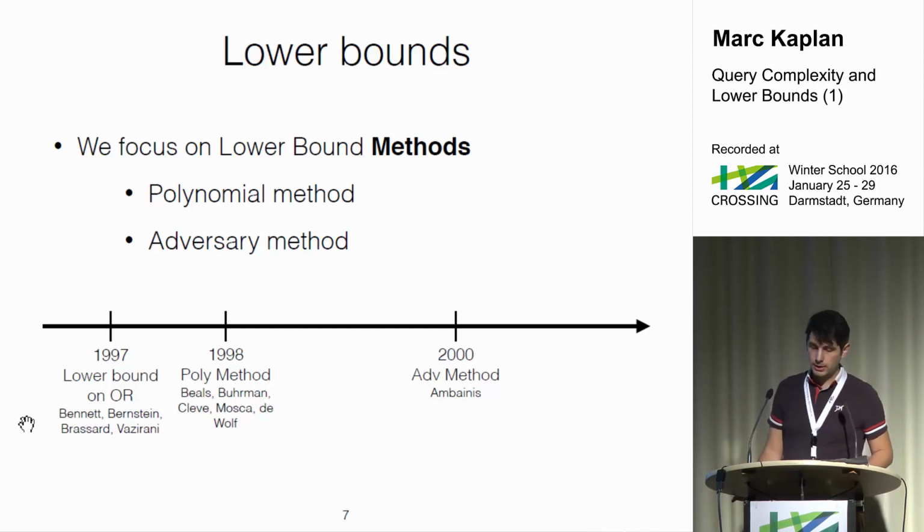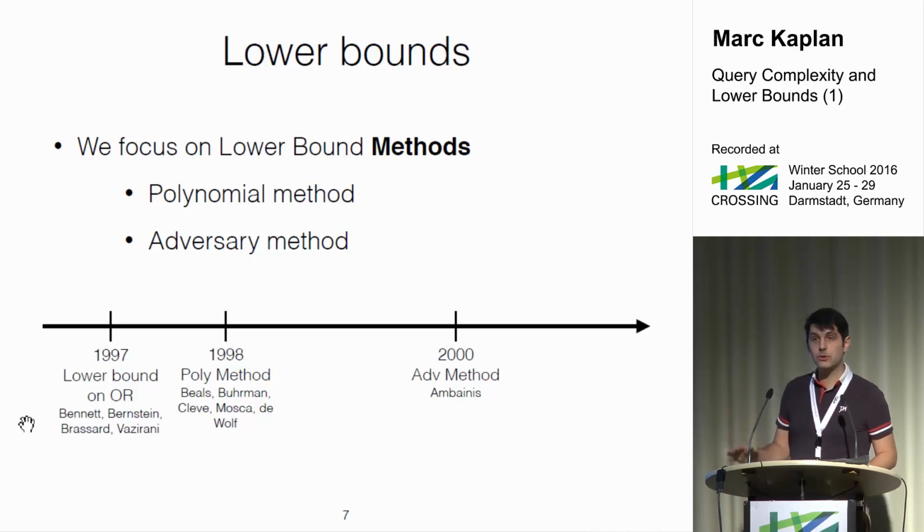And the chronology here is a bit misleading. This is the year of publication, but this lower bound was known before even Grover's algorithm. So they had this lower bound, it just took them longer to publish it. And it's a very interesting lower bound. It uses a very ad hoc argument.